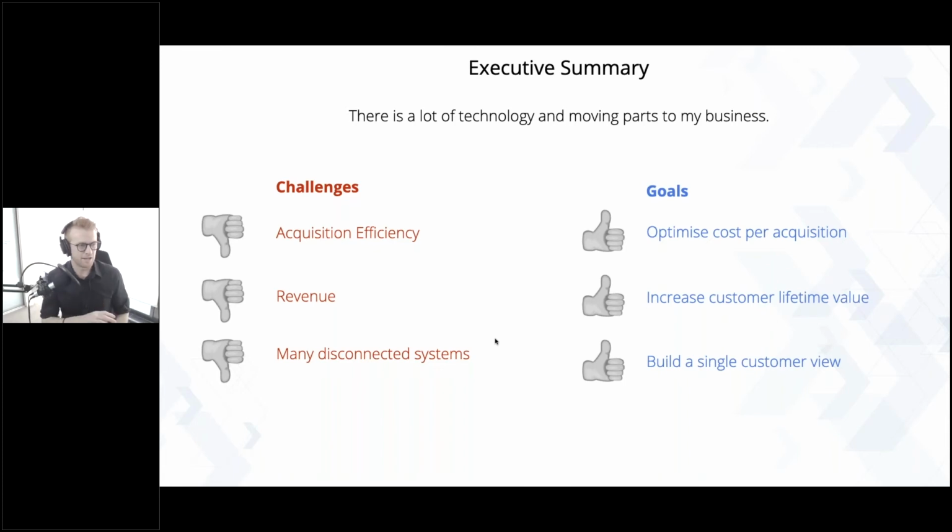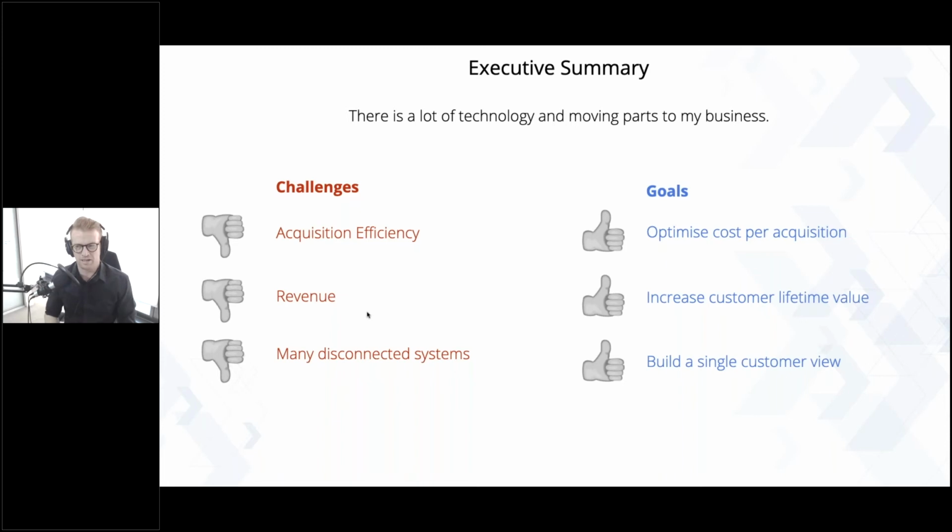So really at the end of the day, his major challenges he articulated were acquisition efficiency, revenue. He would like to make more revenue. I think all of us would. And also having just many disconnected systems. In terms of goals, the way I structure goals is I match them. So you say, if I've got a challenge, acquisition efficiency, then my goal would be optimize cost per acquisition. So if you can summarize your top 3 issues, then solve them with goals. It's a simple way I like to think about this.